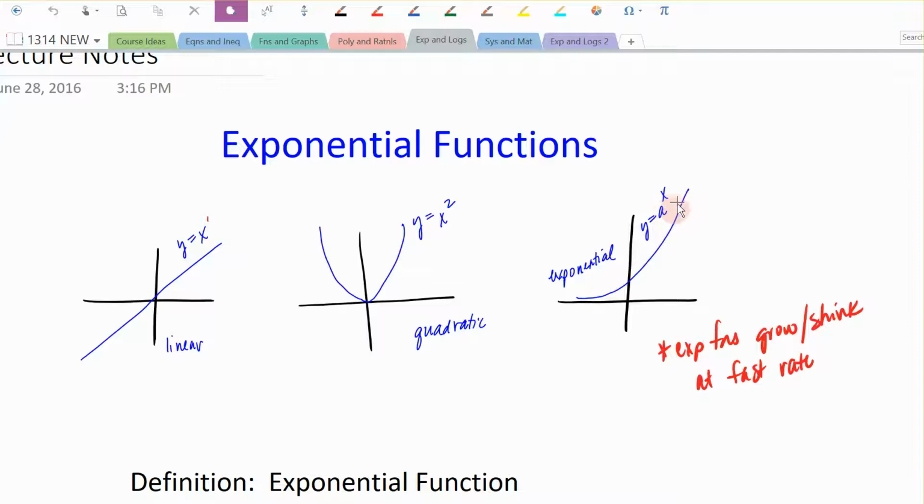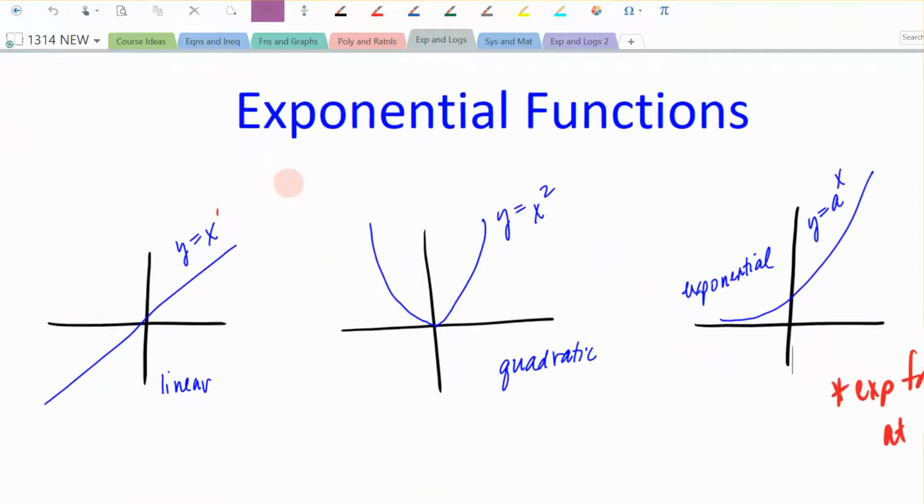You typically think of an exponential function when you're talking about money, so money that I invest, or perhaps the interest rate on maybe my credit card. It's going to grow really fast. So it can be a good thing or a bad thing.